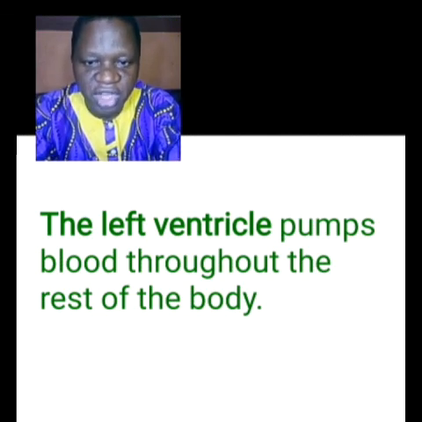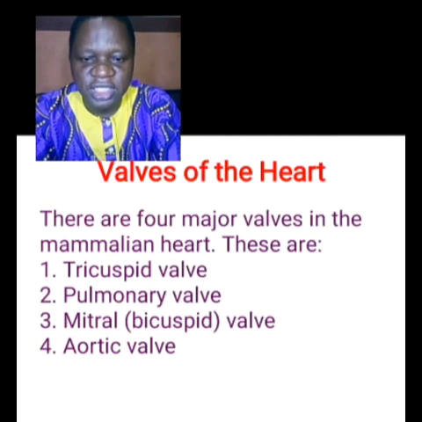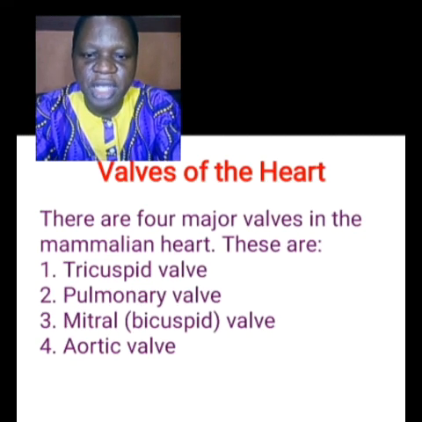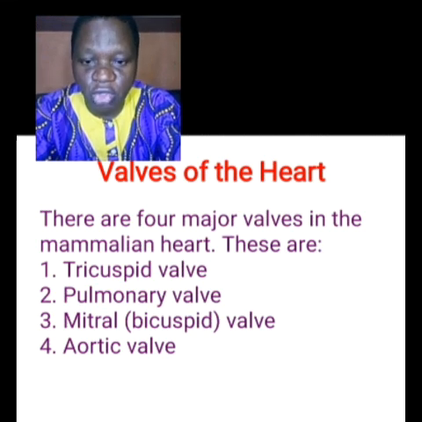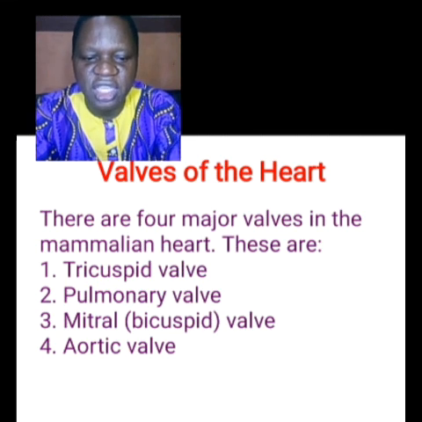But these chambers also have what we refer to as valves. So we have 4 major valves in the mammalian heart. The first one is the tricuspid valve. The second one is the pulmonary valve. You also have the bicuspid, which you can also refer to as the mitral valve, and then the aortic valve. Okay, so here you have the diagram of those valves.